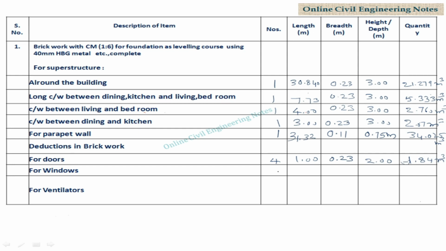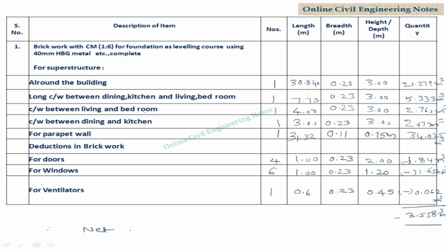For the windows, there are 6 windows. Window size is 1 meter, 0.23, 1.2 meter is the height. This quantity is minus 1.656 cubic meter. For ventilators, there is 1 ventilator. The ventilator quantity is 1 into 0.6 into 0.23 into 0.45. Quantity is 0.062 cubic meter. So add all these deductions, minus 3.558 cubic meter.